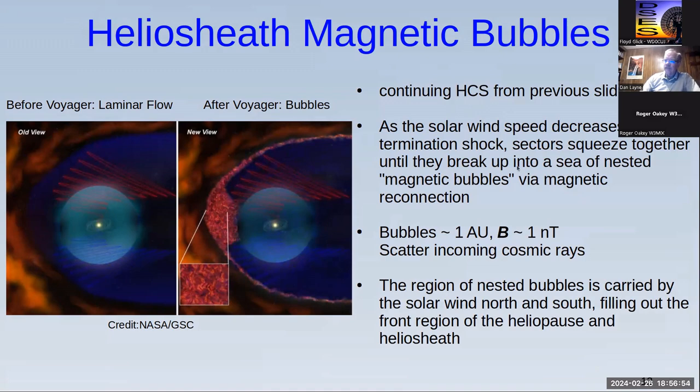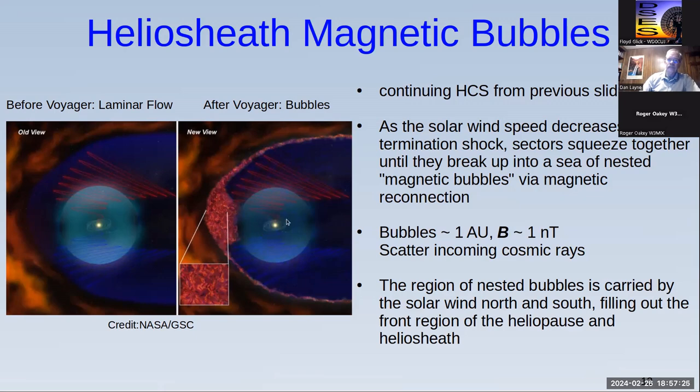So that's why I took that sidebar on magnetic reconnection, it causes these magnetic bubbles, and they're not small. They're on the order of 1 AU themselves, very large. And the magnetic field strength is like 1 nanotesla. What they do is they scatter incoming cosmic rays. And so this region of nested bubbles is carried by the solar wind north and south, and it fills in this region of the heliosheath.